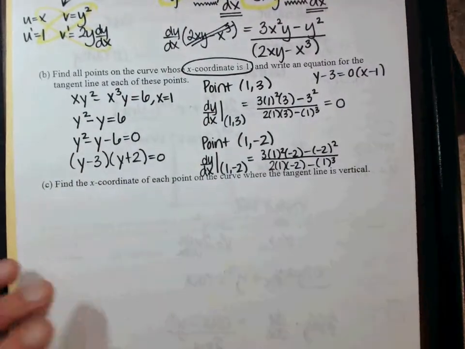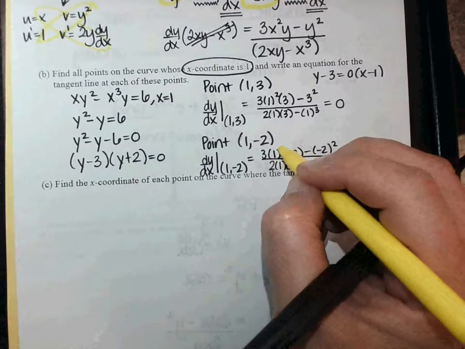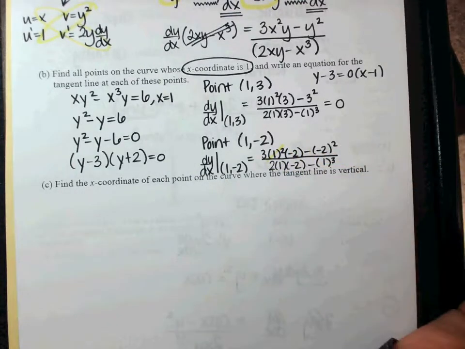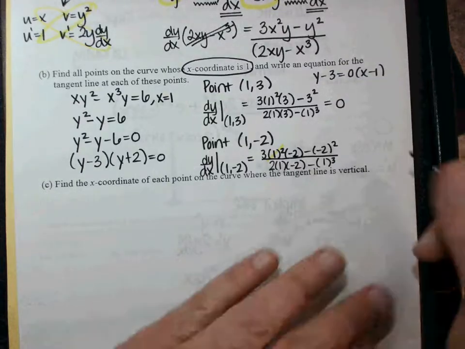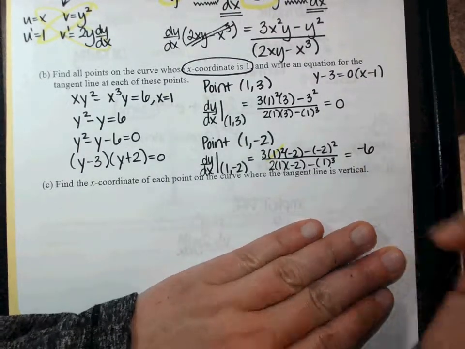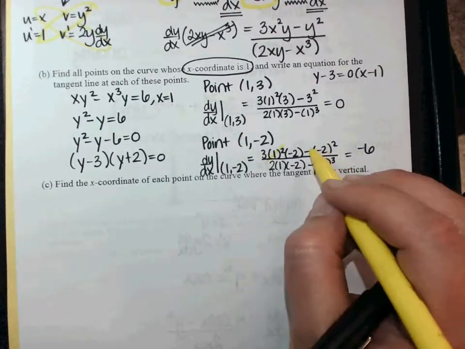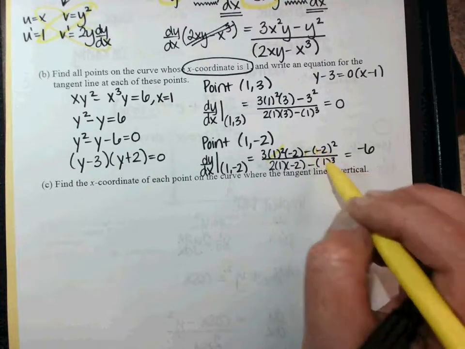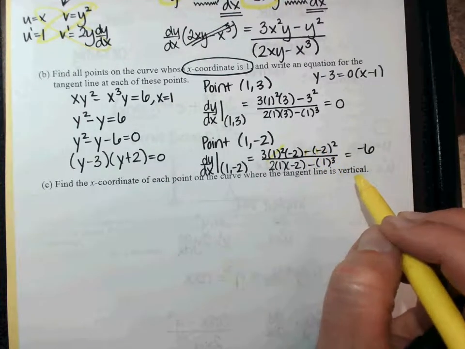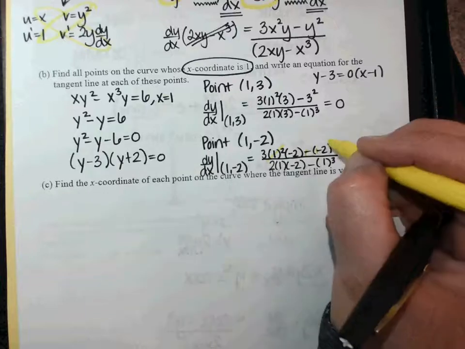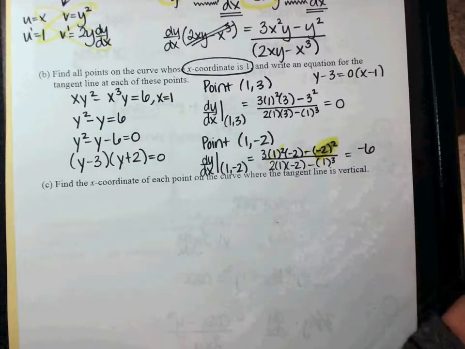Okay, and then looking at this top one, 1 squared is just 1, so I'm going to cross that out. What's 3 times negative 2? Negative 6. Now, over here, what do I do first? Can I cross out these negatives? No, can't do that. Remember PEMDAS, right? You have to do the squared first. What's negative 2 squared? 4.